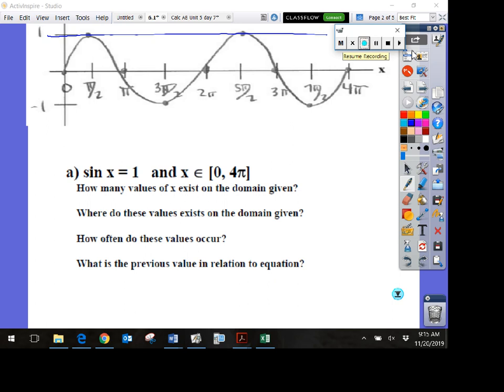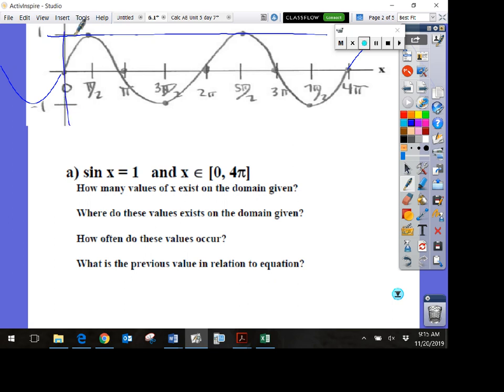All right, so sine of x equals 1, and we want to know only between 0 and 4 pi. So it gives us this interval of 0 to 4 pi, because remember, this graph goes on and on forever to the left and the right, but it's telling us to only answer these questions on this particular interval. So we're only looking between 0 and 4 pi. It says how many values of x exist on the domain given.